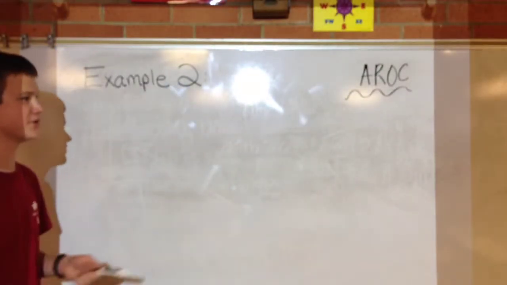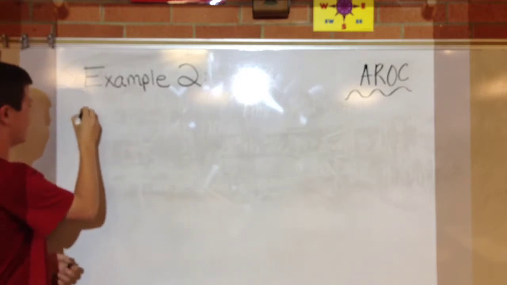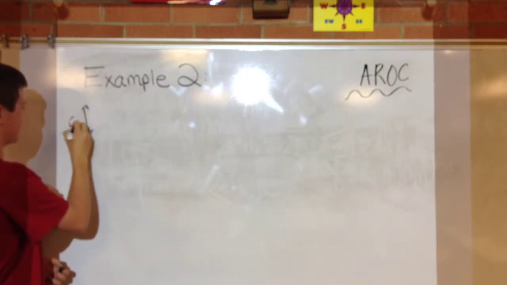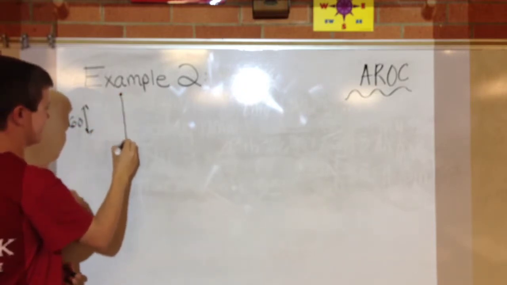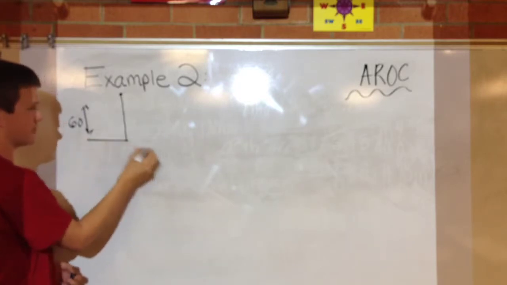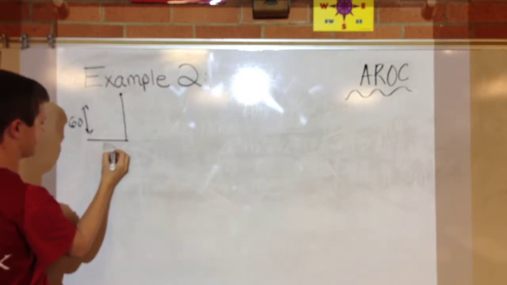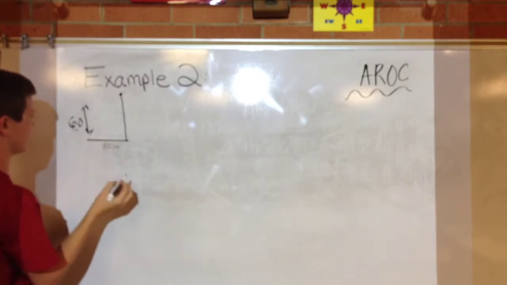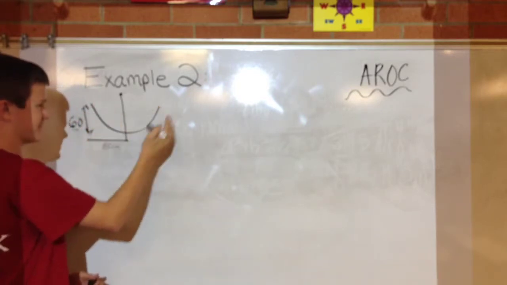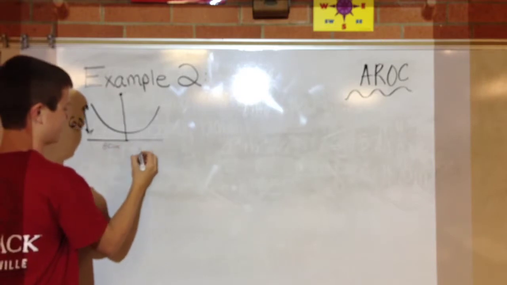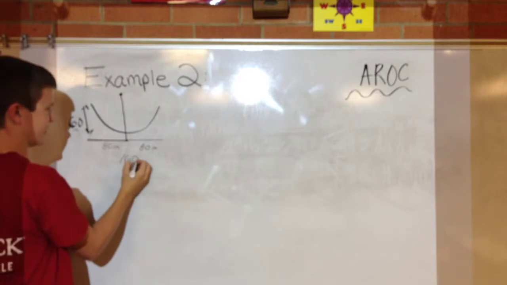Alright, so for example 2, you saw me swinging on the swing, and we measured the height of my swing was 60 inches. And we measured from the center of the swing, and that went down, and the horizontal distance was 80 inches. Since the swing is a parabola swing through, that's going to add another 80 inches here. So I went a total horizontal distance of 160 inches.